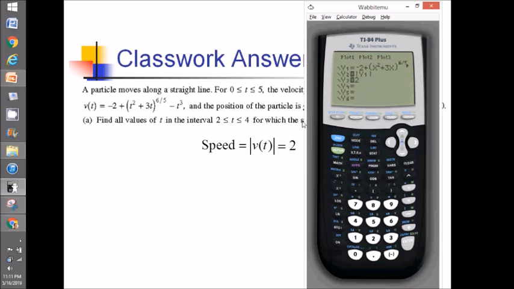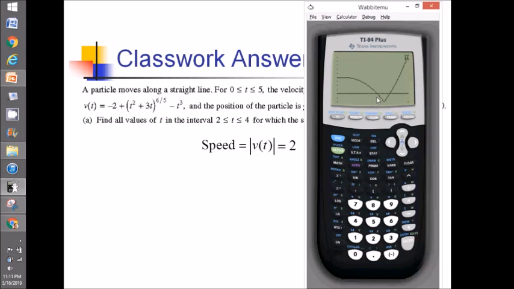And for my window, I'm going to use 2 to 4 because they just want values in the interval from 2 to 4. So window, x min is 2, x max is 4. Go to zoom 0, zoom fit. And let's see where these things intersect. So here is the absolute value of velocity. Here is speed. And then here is 2. So there's 2 intersection spots.